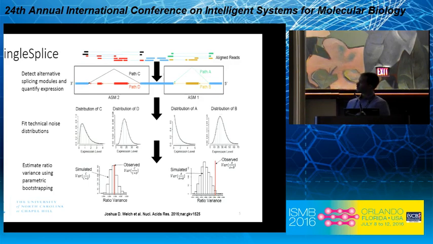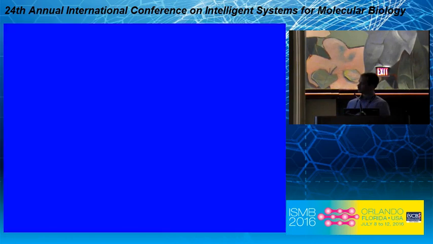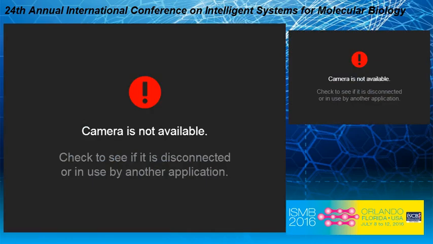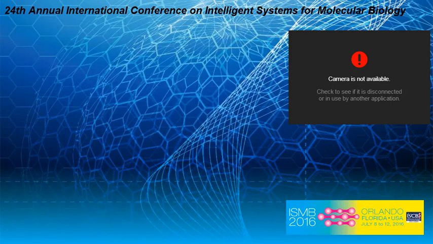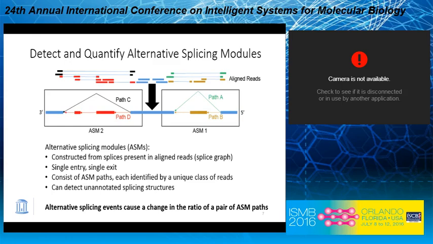So first, detection of portions of genes that can undergo alternative splicing. To do this, we construct a splice graph directly from the aligned RNA-seq reads. A splice graph is a graph in which vertices represent transcribed regions and edges represent splicing events. We take this graph and decompose it into alternative splicing modules.